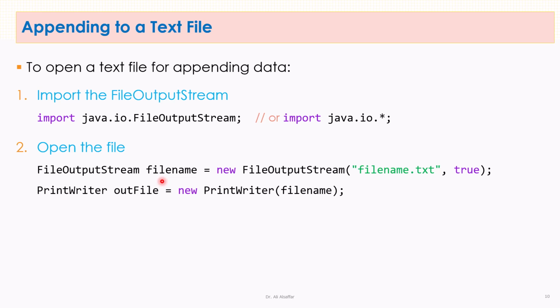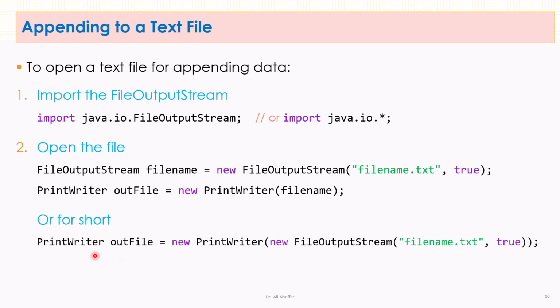Finally, since the reference fileName is only used once as an input parameter to the PrintWriter stream, we can combine these two statements in one statement. So for short, we can write PrintWriter outFile equals new PrintWriter, and we create the object directly inside the constructor parameter. So there is no need to create an object of FileOutputStream and save the reference into fileName, and then pass the reference to the constructor of the PrintWriter. We can directly create the object, and its reference will be directly given to the constructor of the PrintWriter.